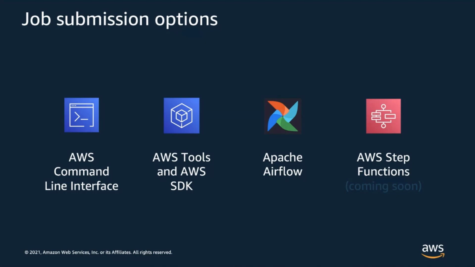So there's a few different job submission options there. One, you can just submit jobs via the command line interface. Two, you can, of course, use the SDK to submit jobs that way. As I mentioned, there is an EMR on EKS operator for Apache Airflow, so you can use that as well. And then step function support is coming soon too.